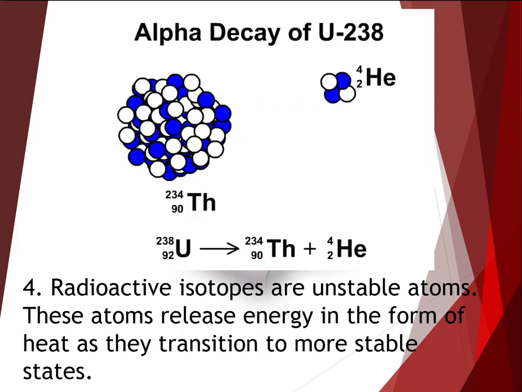Number four, radioactive isotopes are unstable atoms. These atoms release energy in the form of heat as they transition into their more stable states.